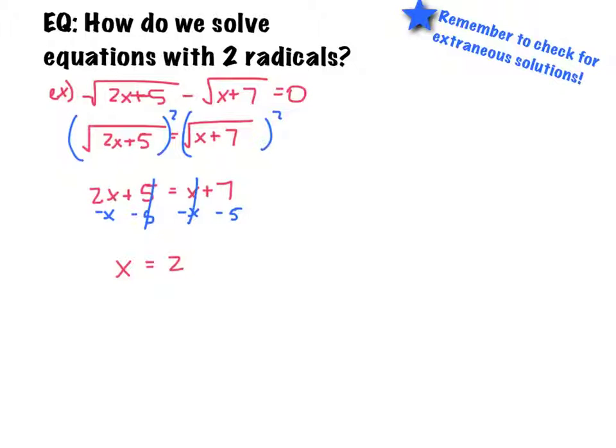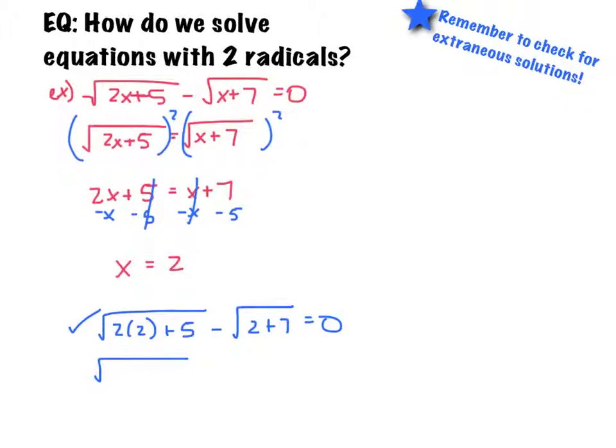Okay? So, to check, we just plug it right back in. It would be the square root of 2 times 2 plus 5, minus the square root of 2 plus 7 equals 0. So, the square root of 2 times 2 is 4, plus 5 is 9, minus the square root of 9 equals 0. Square root of 9 minus square root of 9 equals 0. Yeah, that works. x equals 2 is my solution.